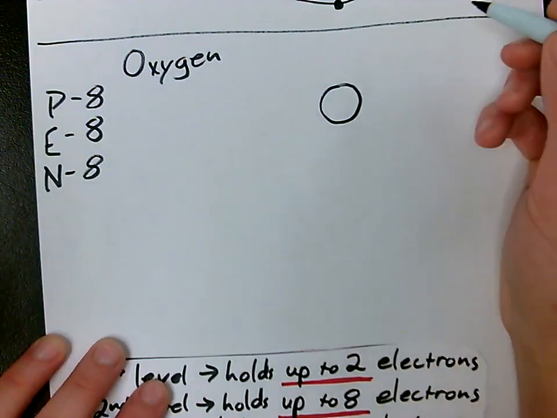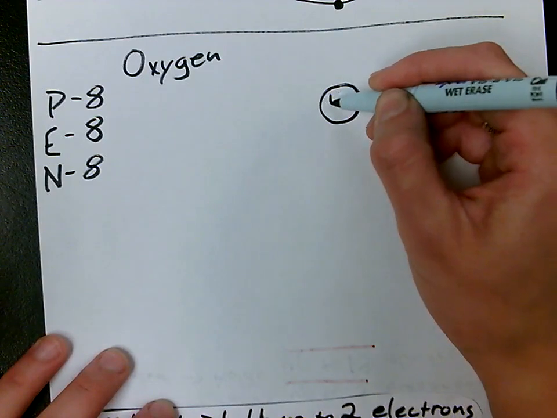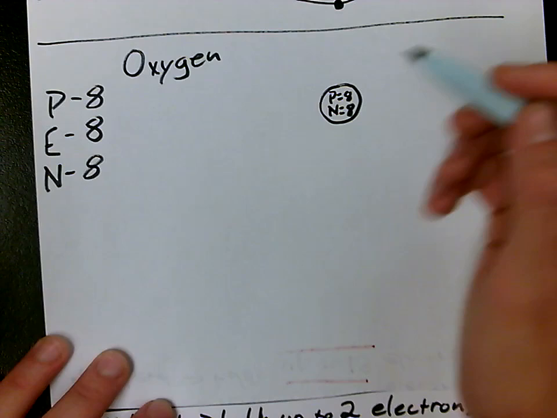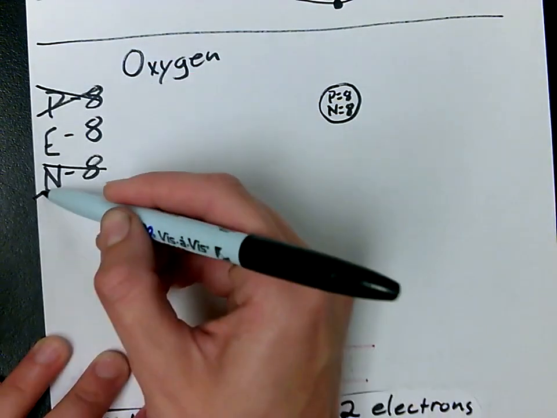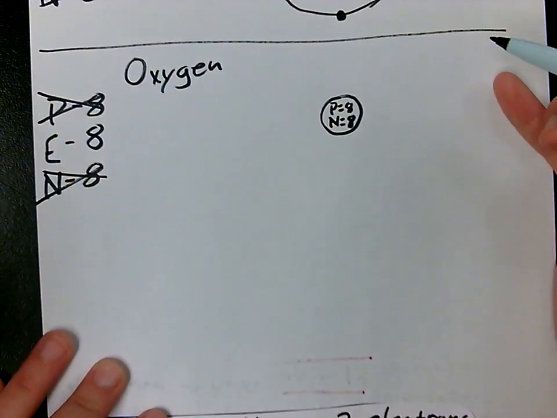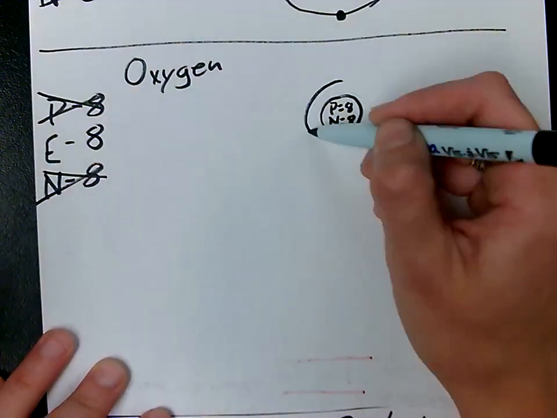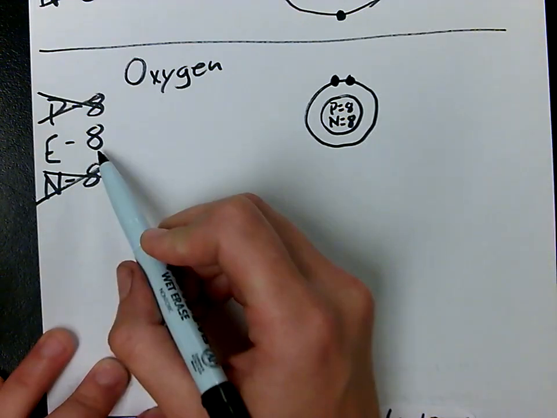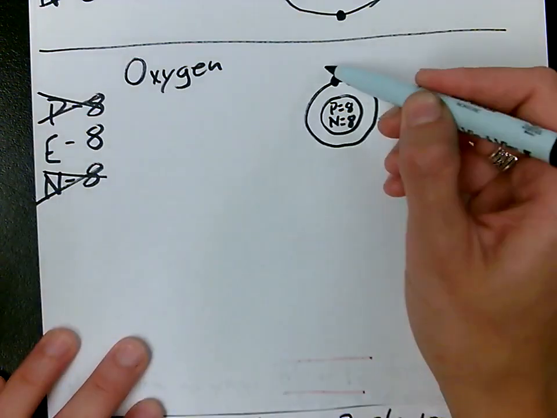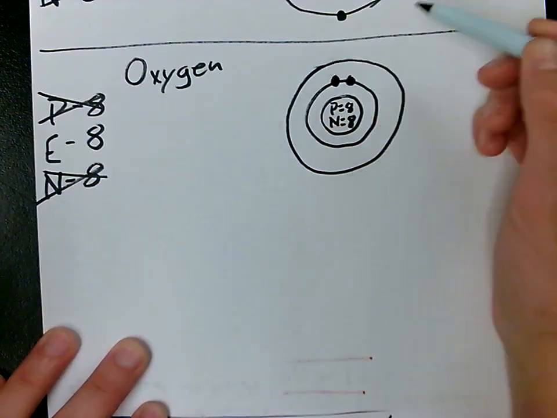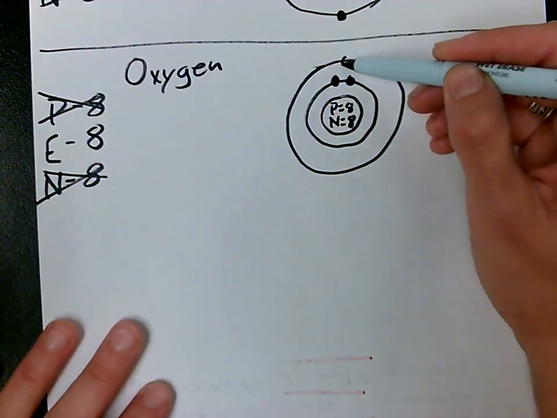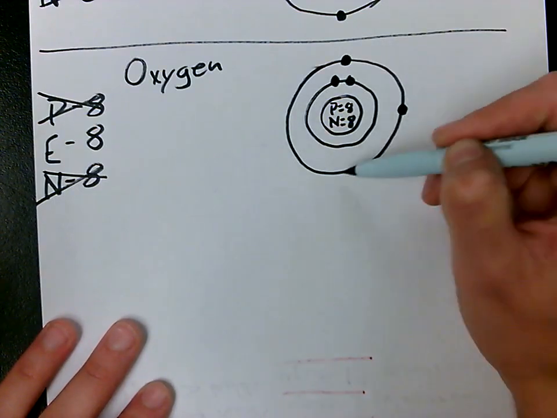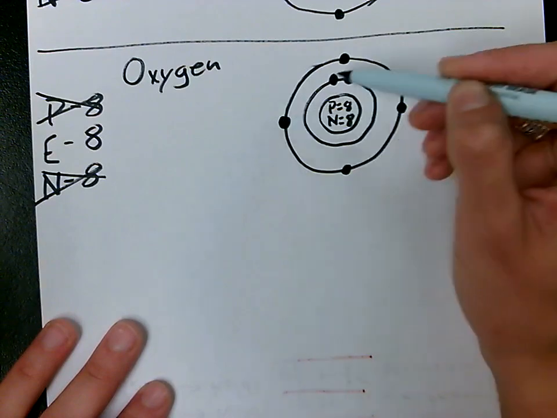Draw our nucleus. The nucleus contains protons, 8 of them, and neutrons, 8 of them also. Took care of our protons, took care of our neutrons. Next up, we want to figure out our electrons. So we need our first energy level, and that holds 2. Still needs more. We've got to have 8 altogether. Okay, and we want to start at the top and add around in a clockwise manner. So that's 2, 3, 4, 5, 6.